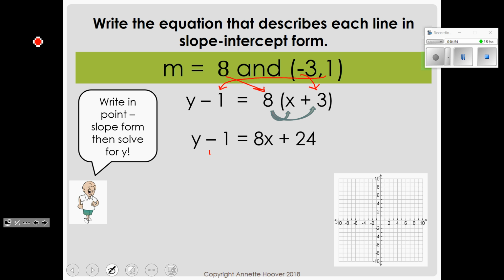One step left to go is to get the y by itself, is to move the 1 to the other side by adding 1 on both sides. And when you do that, you get y equals 8x plus 25.